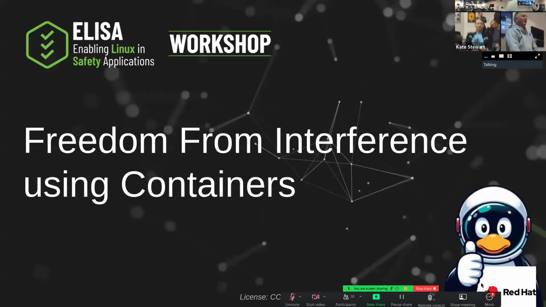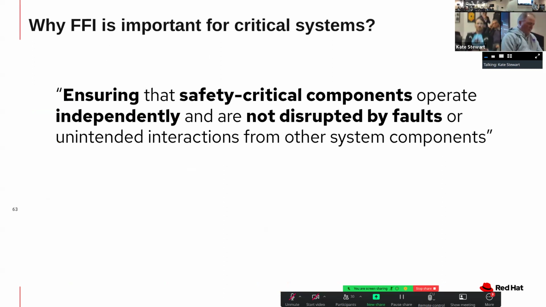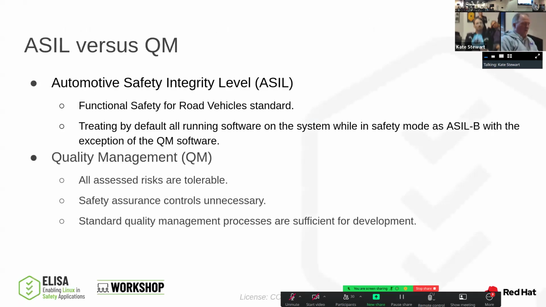So we're going to talk a little bit about freedom from interference. One of the components of functional safety is freedom from interference. It means that you're going to be running multiple different applications on a system at the same time. Some of them are going to be safety critical, and some of them are not so safety critical. In the functional safety world, they call that QM, or quality managed. So your non-safe tools are sometimes called quality managed.